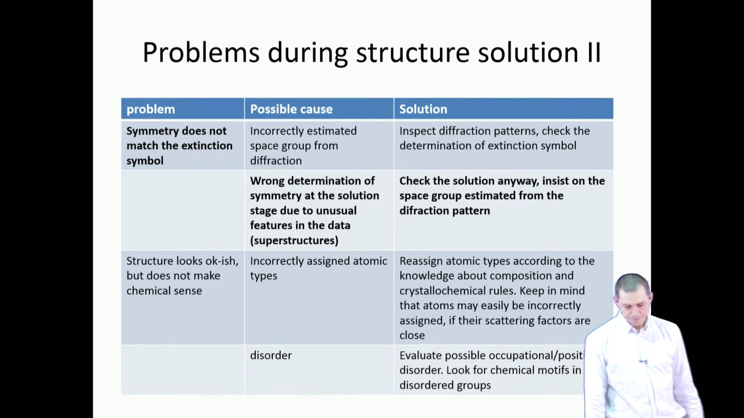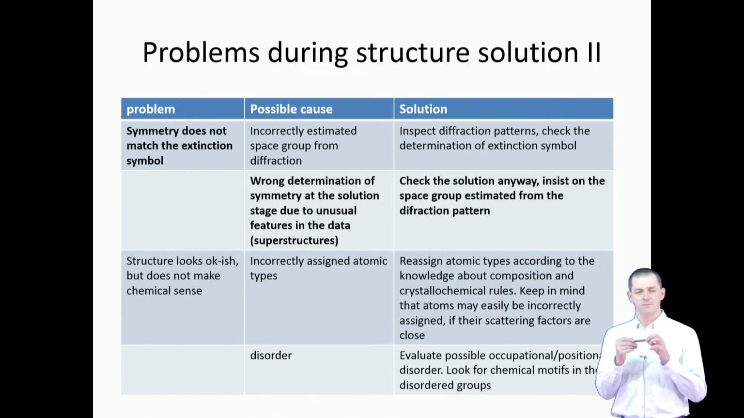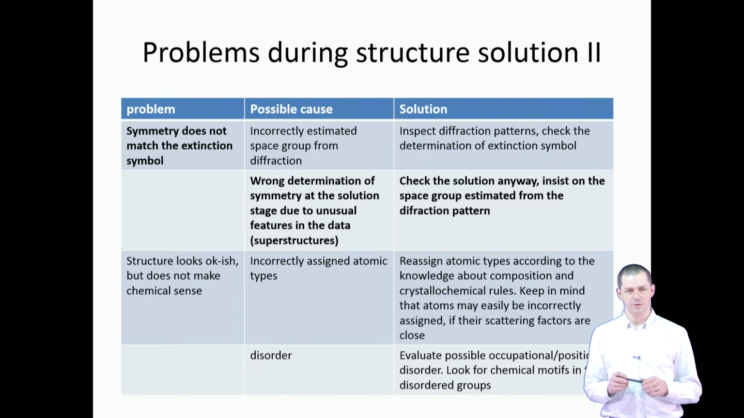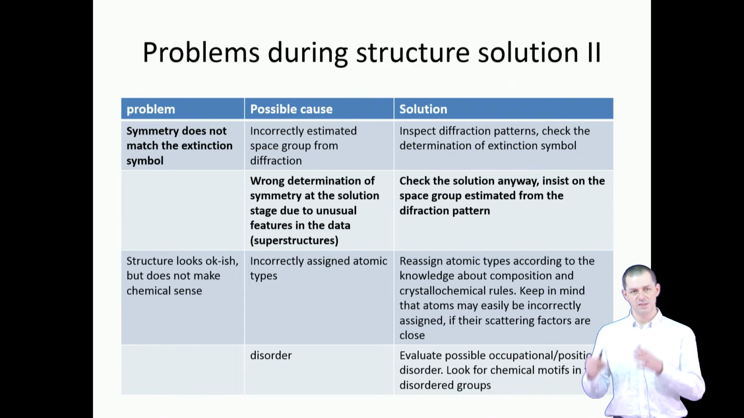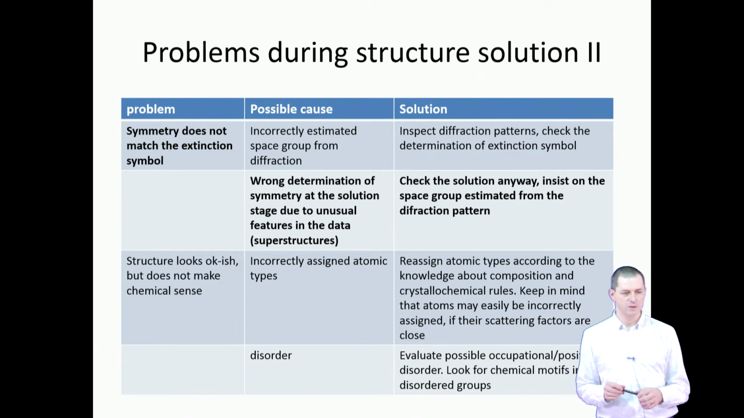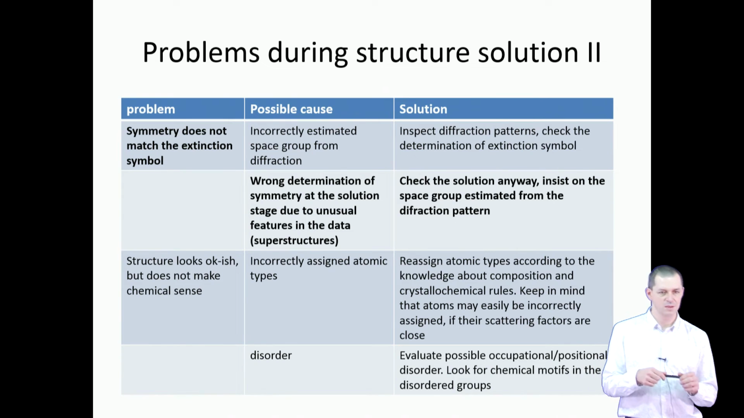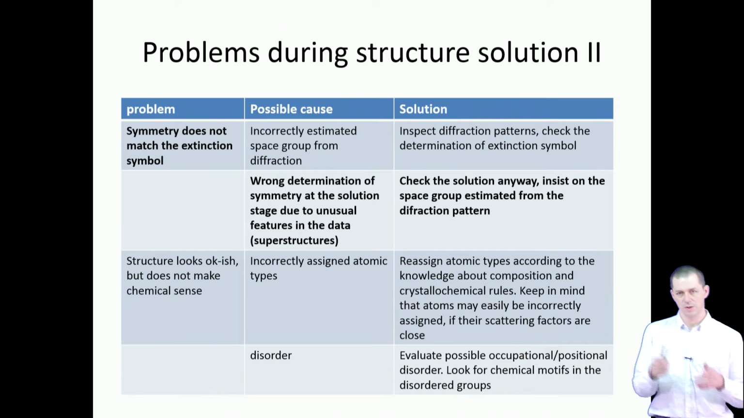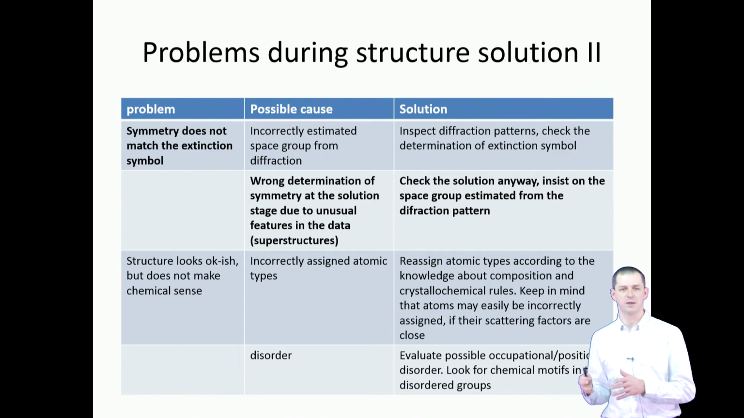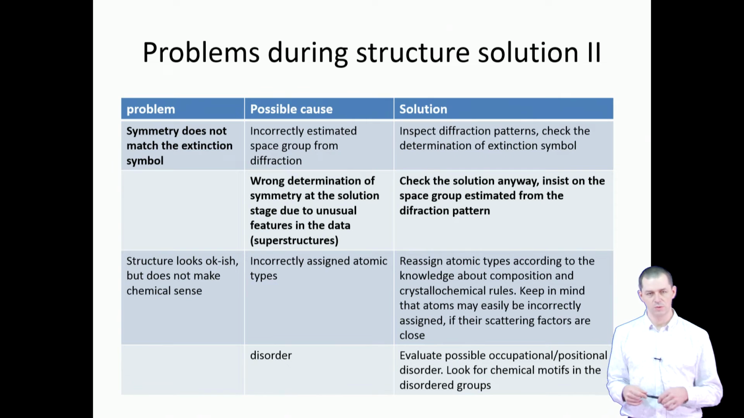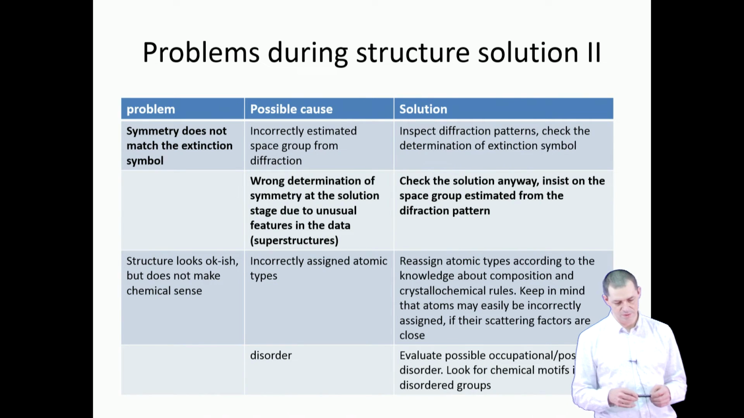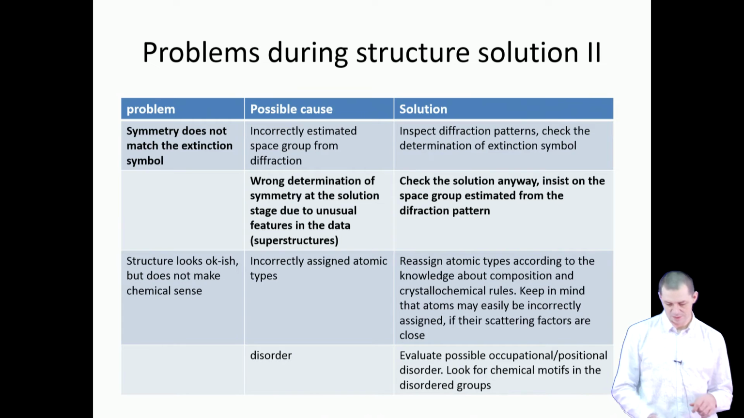In that case, if you are convinced that your estimation of the symmetry based on diffraction is right and Superflip or ShelXT are wrong, you can still insist on using the symmetry that you estimated, and the structure solution may still be correct. Even though the estimation of symmetry is wrong, that doesn't necessarily mean that the solution as such is wrong. So you can still inspect the solution, see if it makes sense, and if it does, you can use it and continue with the refinement process.